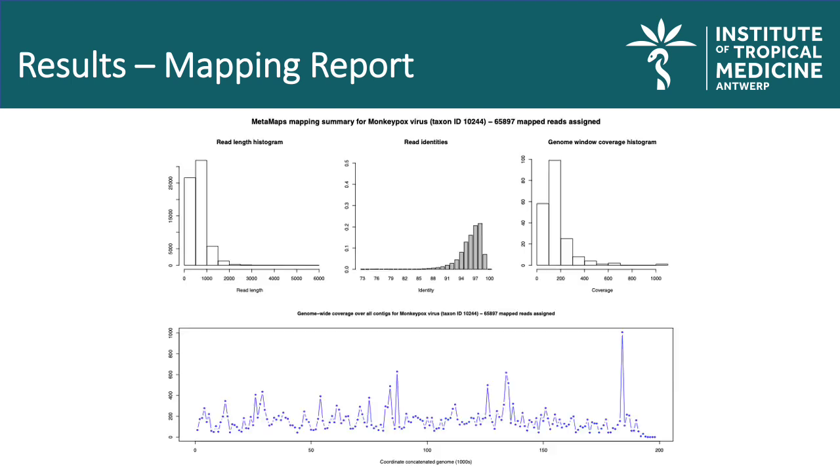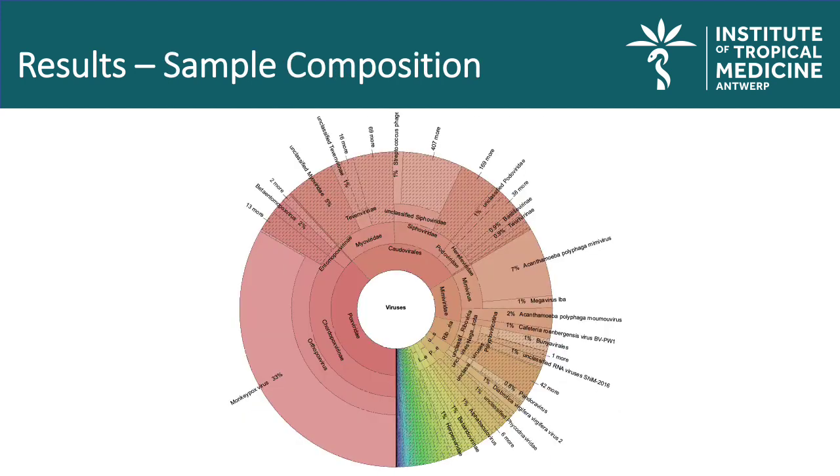We can see here in those plots some information on the distribution of the read length, read identity, and sequence depth for a specific virus genome found in a sample. And finally, we have a plot with the sample composition using the Krona tool to create an interactive plot.